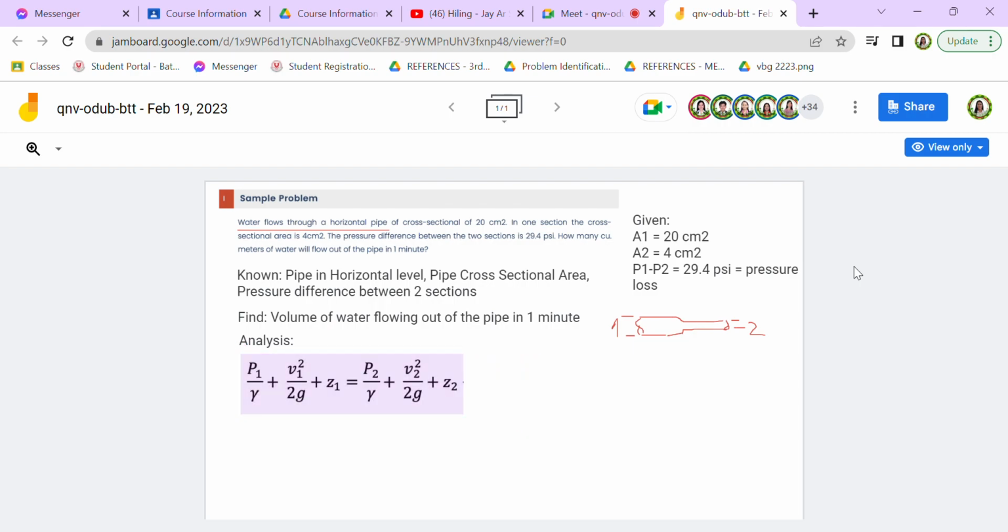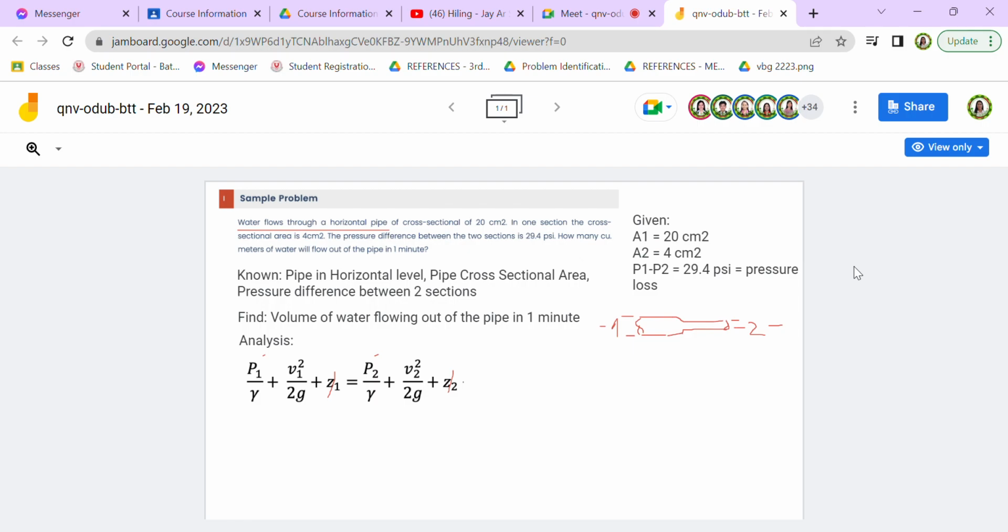Okay. So as you can see here, binanggit sa problem na water flows through a horizontal pipe. So if it's in a horizontal pipe, meaning the elevation of point 1 and the elevation of point 2 will remain the same or constant. So dito sa equation na to, sa Bernoulli's theorem, we can cancel out both elevation head at point 1 and elevation head at point 2 kasi parehas lang naman sila. P1 and P2, given naman siya dito, 29.4 psi. Unfortunately, si V1 at si V2 is hindi binigay, so we need to compute pa ito.